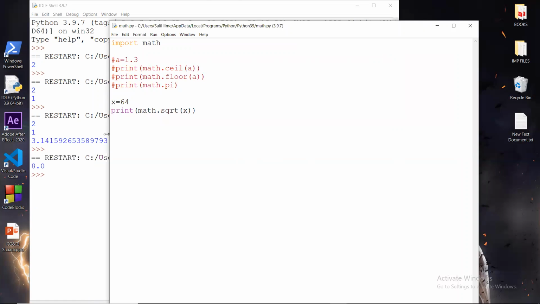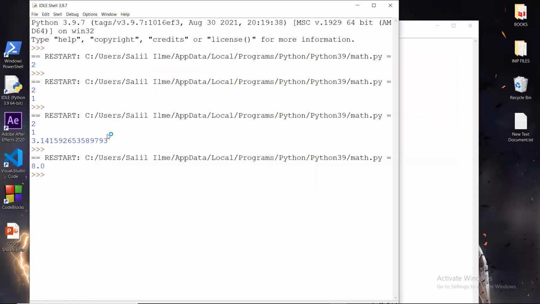If I put something like 98, we get this. So we get the exact square root of any number we want.